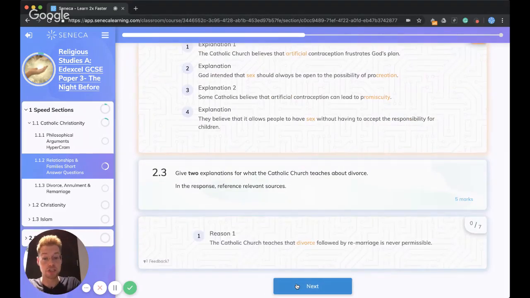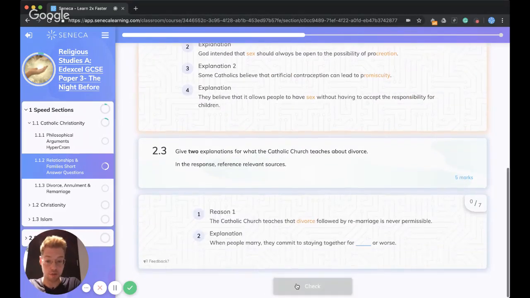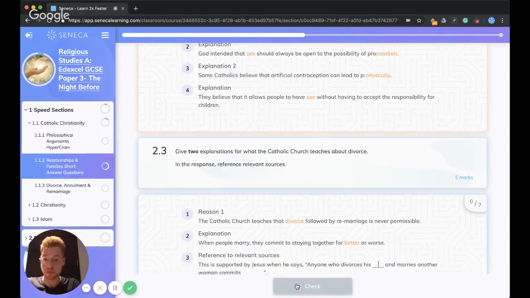So the Catholic Church teaches that divorce followed by remarriage is never permissible. Explanation: when you marry, you commit to staying together for better or for worse. So again, it's that same structure, reason and explanation, that you'd also use in part B.